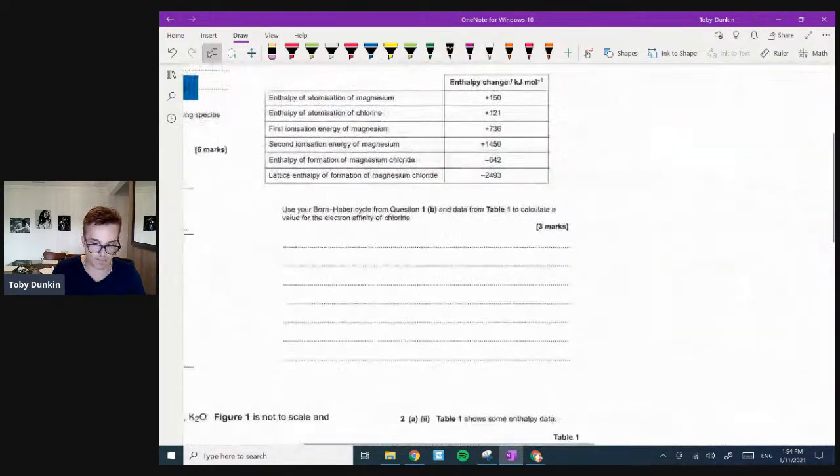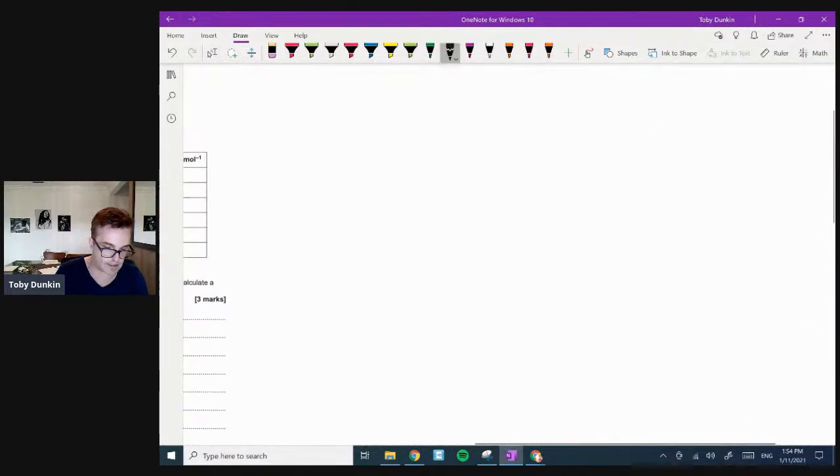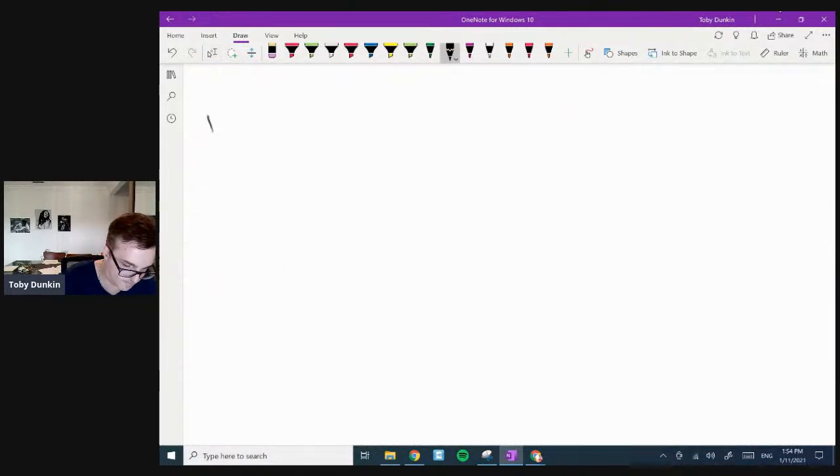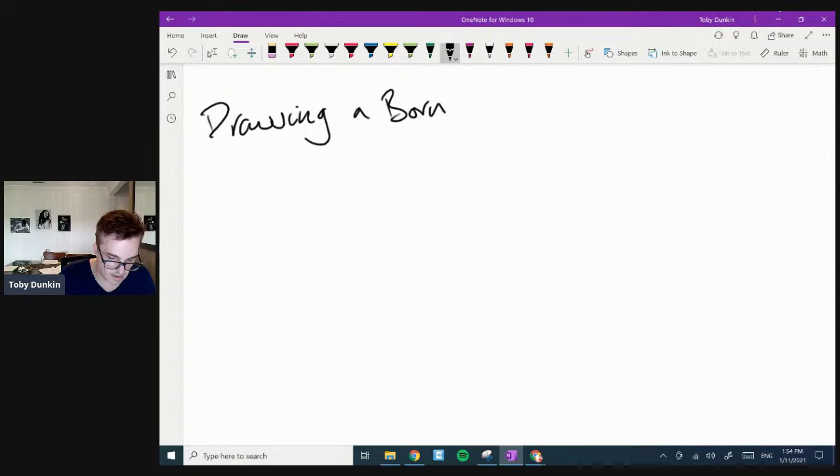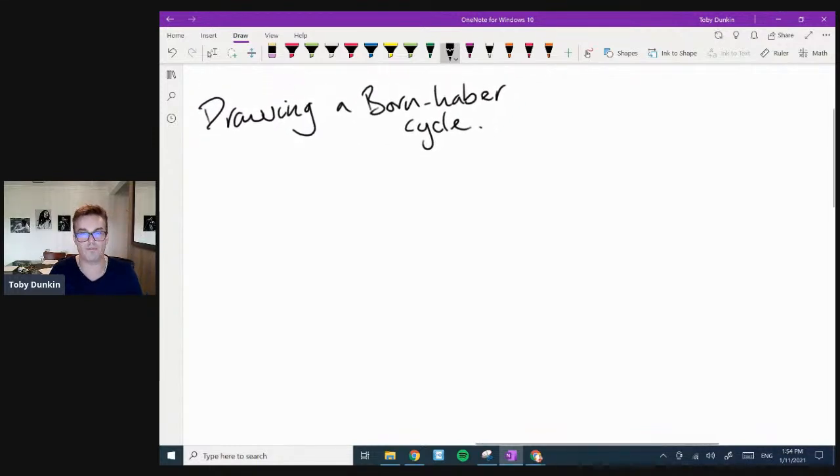Right, so what I'm now going to say is my first learning objective: being able to draw a Born-Haber cycle. Fritz Haber and Max Born, a Born-Haber cycle. So the way that I teach this is what's called the frame method.